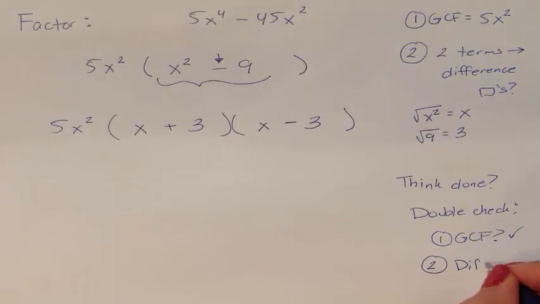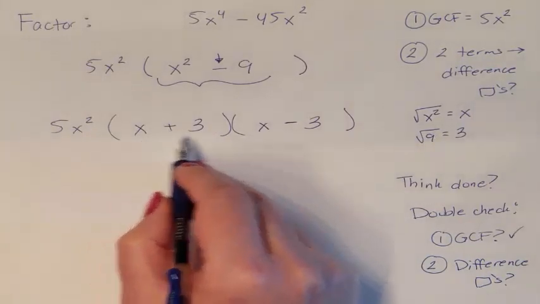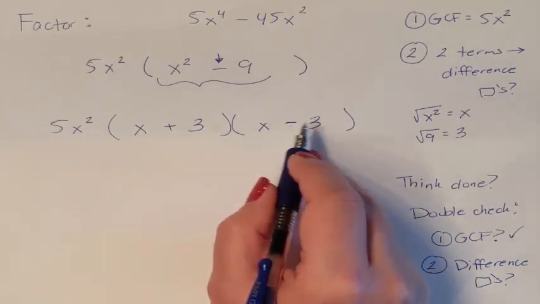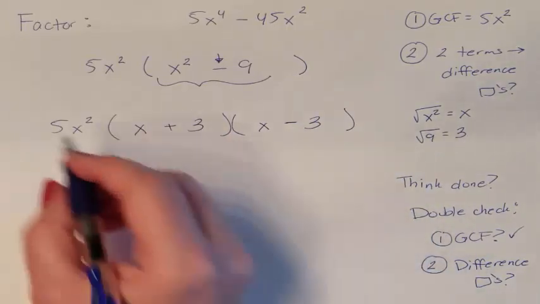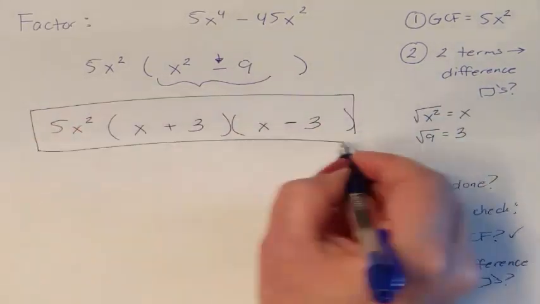Okay, do I have any additional hidden difference of squares that I need to do again? It's not a difference, so no, it's safe. This one is a difference. Can I square root 3? I cannot. So I just double checked everything that needed to be double checked. This is my final answer, and I am done.